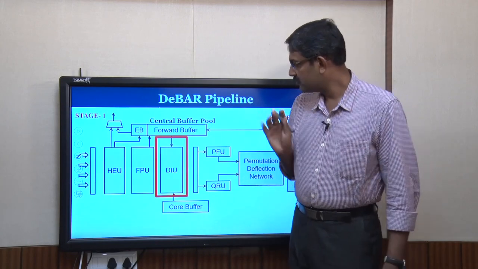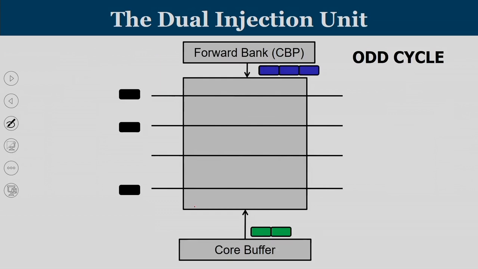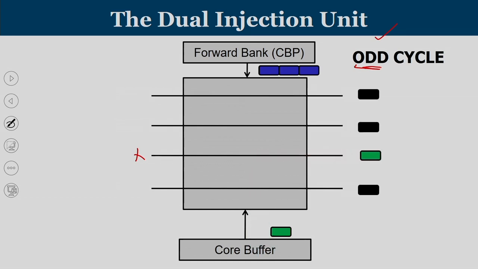Starvation of the core buffer was not addressed because the core buffer came later in the pipeline in the MinBD design. In the case of D-bar, both the side buffer entry as well as the core buffer entry happen in the same unit, and they work on an odd-even based priority. So flits from the side buffer, that is the central buffer pool, and from the core buffer will enter based upon an odd-even priority. In all odd clock cycles, preference is given to the flit from the core buffer. You can see in the animation that in an odd cycle you have one empty slot. Since there is an empty slot, a flit can be injected. So if it is an odd cycle, a flit will be injected from the core buffer. The green flit in the core buffer will enter and move on.